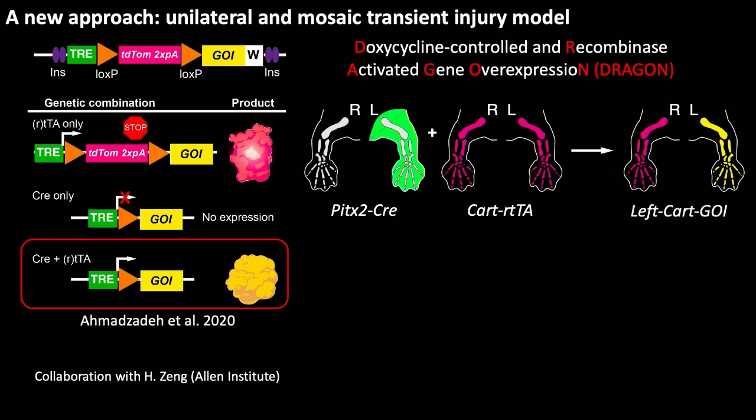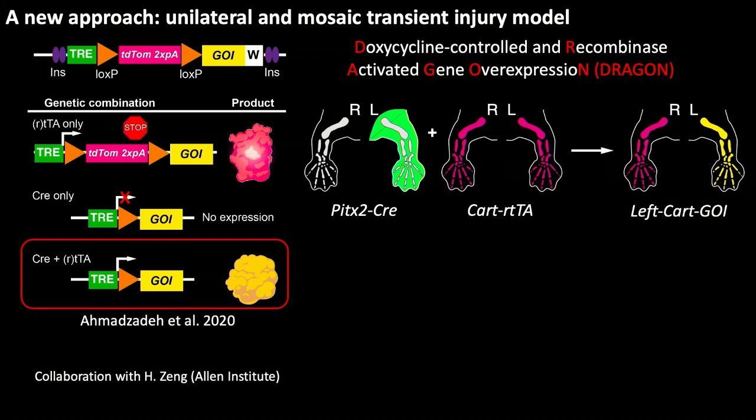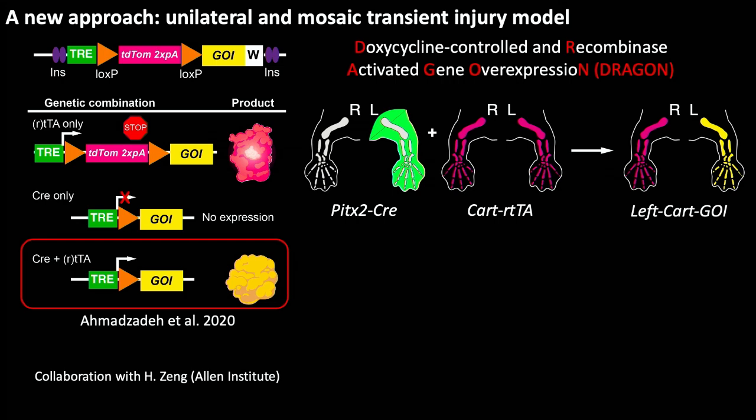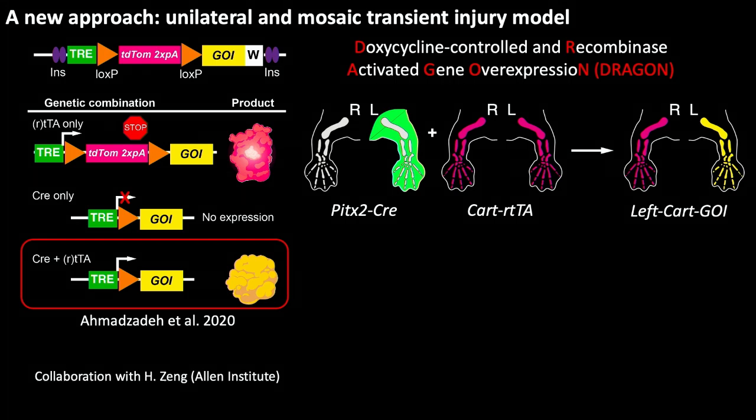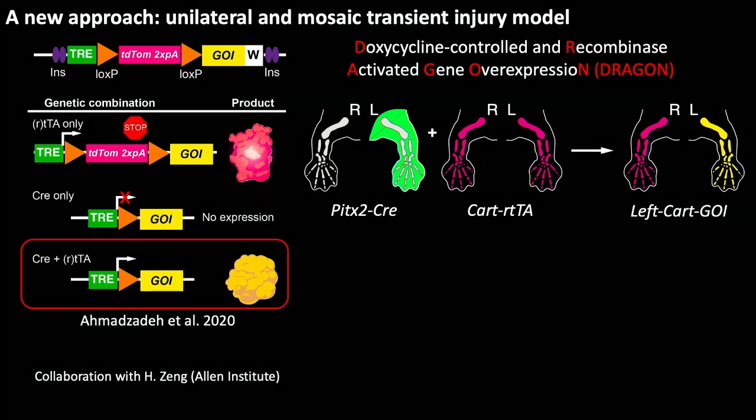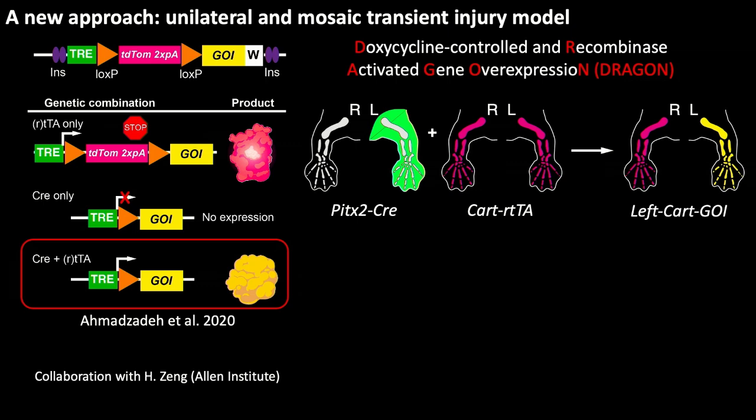So we can combine this with a left-specific CRE, which acts on the precursors of the left limb only, not the right. We can combine that with a cartilage rtTA, so the early template is affected, to express the gene of interest only in the left cartilage and only TdTomato on the right as an internal control.